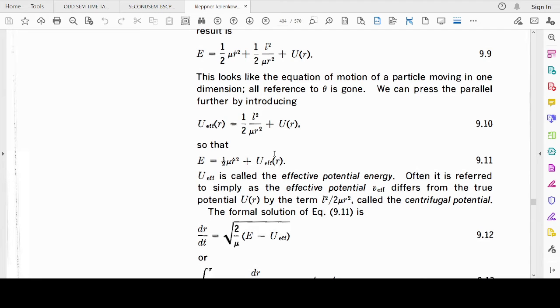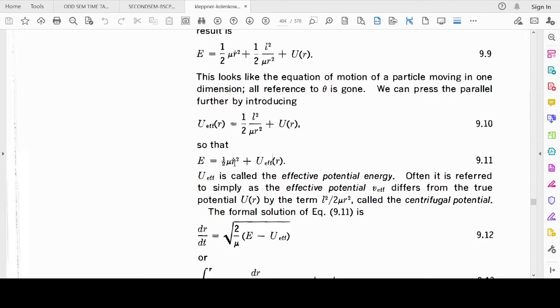The effective potential differs from the true potential by the term L squared by 2 mu r squared, and this is called the centrifugal potential. Okay. So now we have an equation for energy. Energy is given by half mu r dot squared plus U effective.